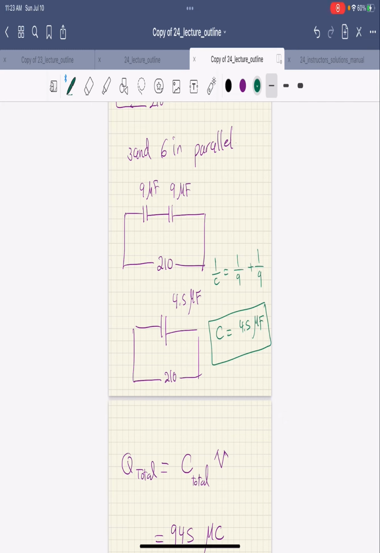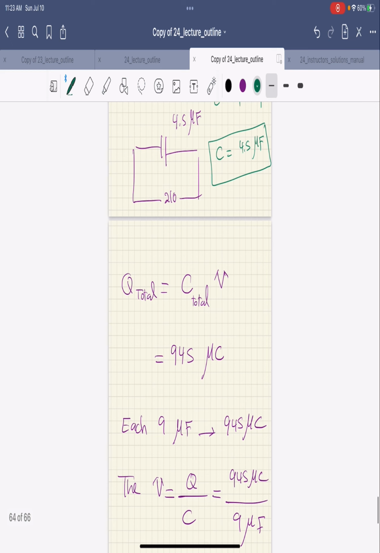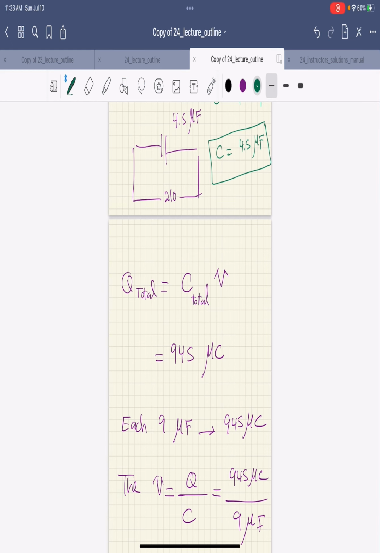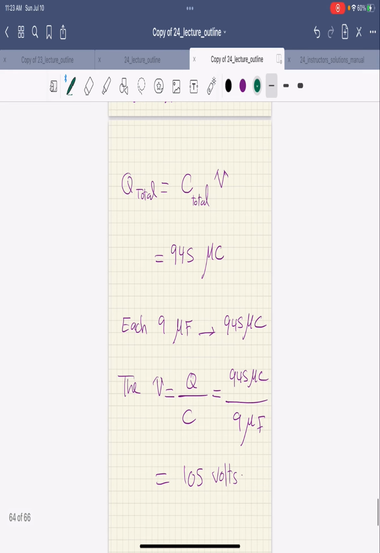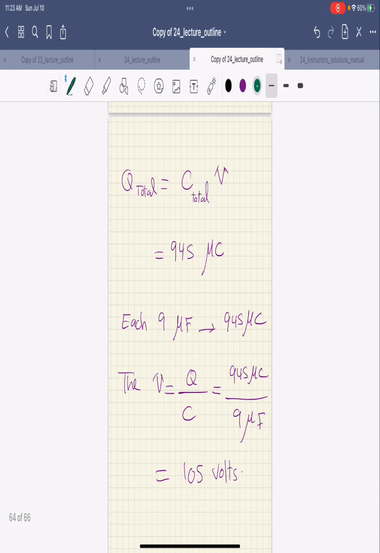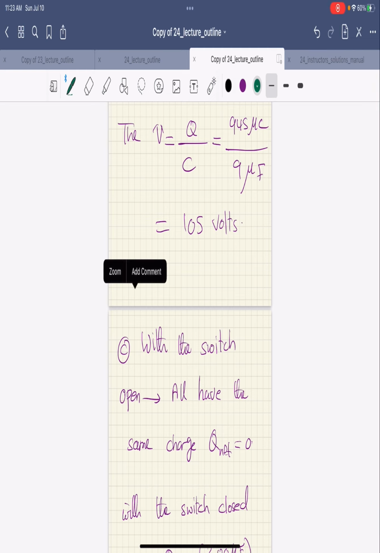When they are in series, and they are equal, you can divide the value of C by the number of them. Q total is going to be C total times V, which is 945 microcoulomb. Each of the 9 microfarad will get 945. Therefore, their voltage each is going to be 105. Then they're going to share it equally, 9 and 9. And now with the switch closed, this is like I calculated part B.